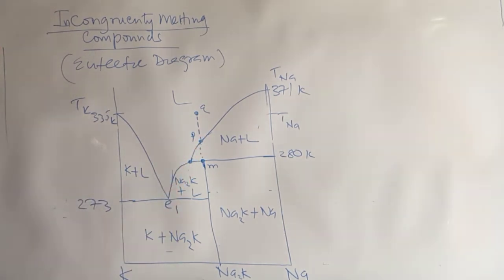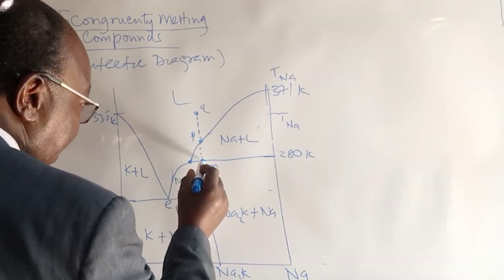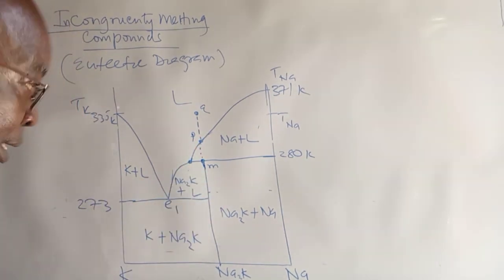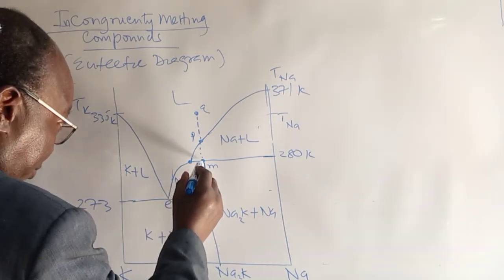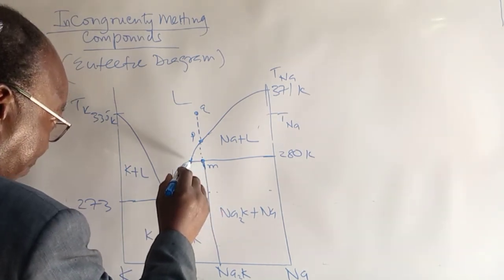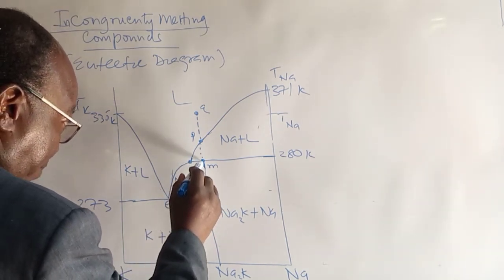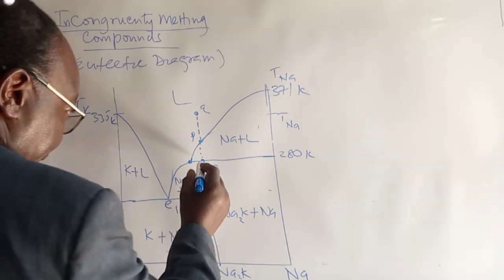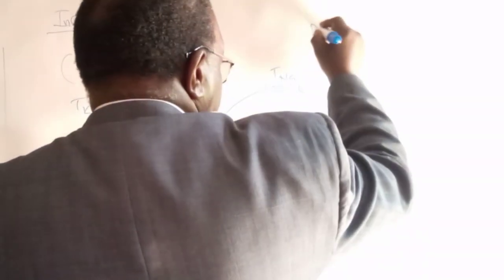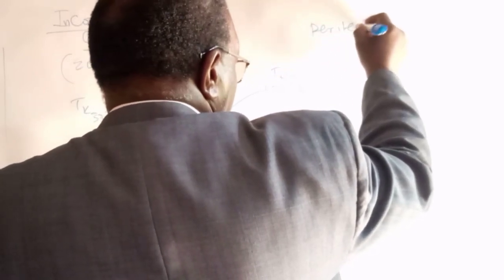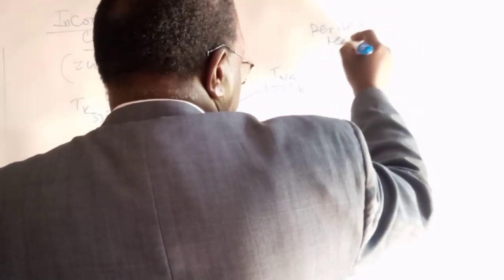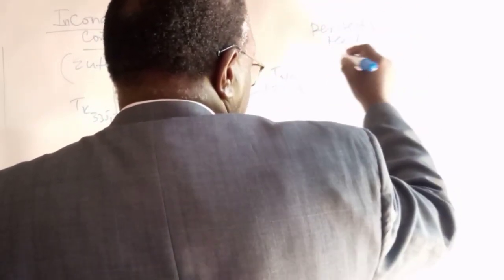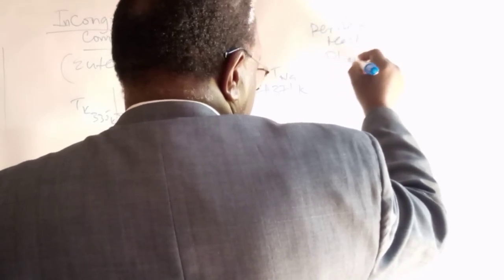Now, at this particular point M, which we said is a peritectic point, we'll have a peritectic reaction. Also, we can call it a phase reaction.